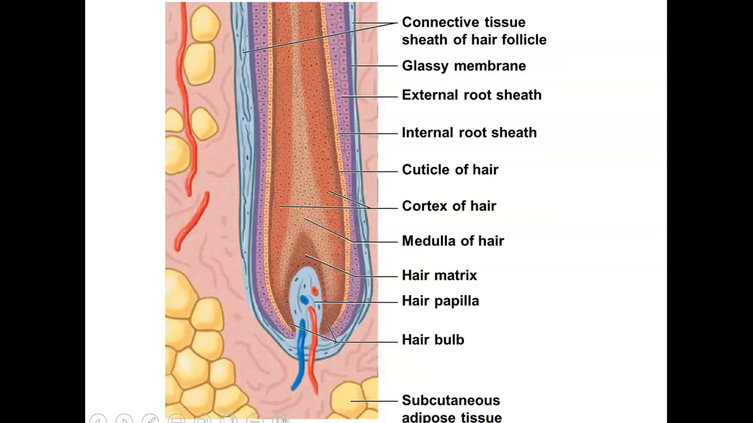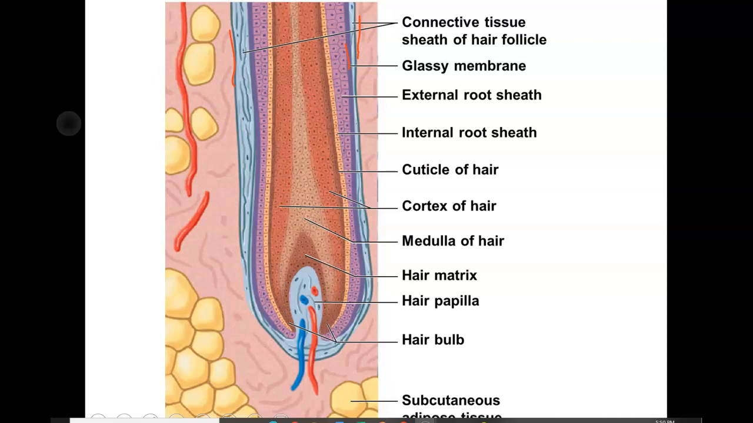So looking here, you're going to see that you have the connective tissue sheath that goes around the outer layer of that hair that's embedded within the dermis, that section that dives deep. You're going to have what's referred to as a glassy membrane. That's going to be that purple part. You have the external root sheath that you're going to see around that hair. You have what's referred to as the internal root sheath.